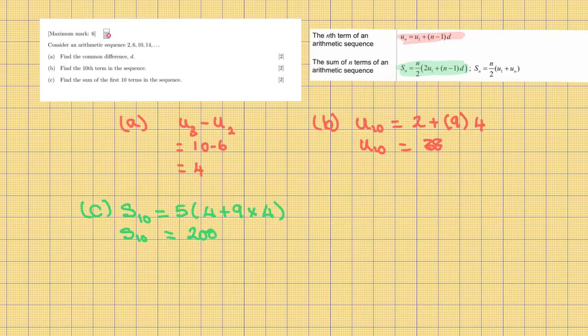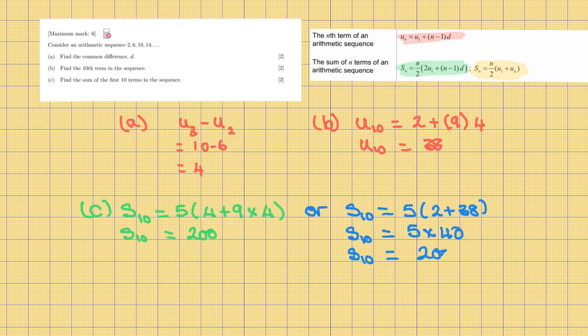Or, because we were asked to find the 10th term previously, there is another formula, this one, where if you know the first term, u1, and the last term, in this case is u10, you can use that formula. Or S10 is equal to n divided by 2, which is 10 divided by 2, which is 5, times the first term, which is 2, plus the 10th term, which is 38. So S10 is equal to 5 times 40. So the sum of the first 10 terms is 200.